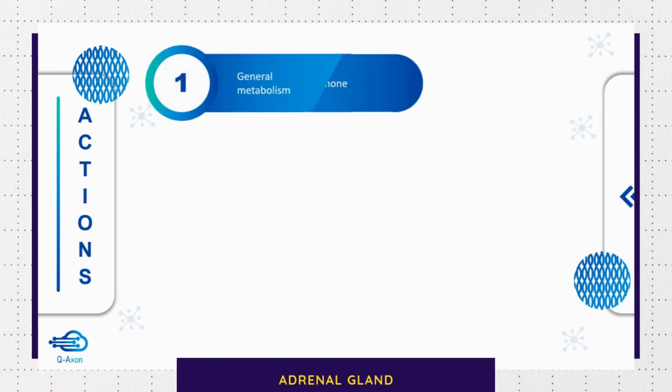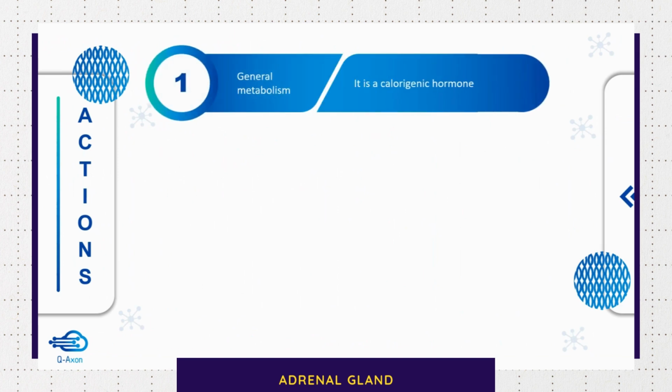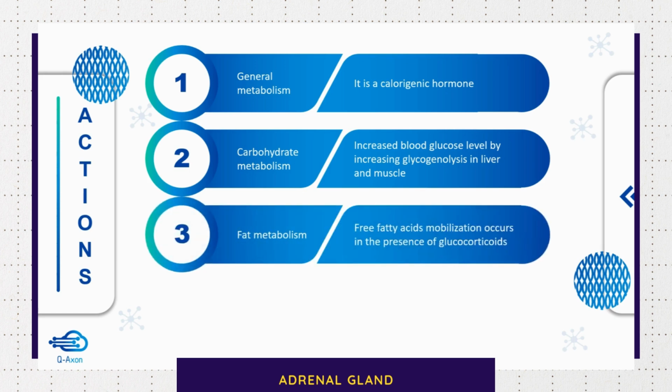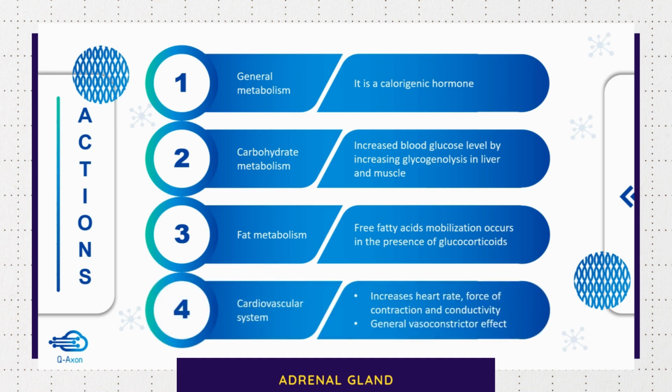Now we are going to see the different actions of catecholamines. In general metabolism, it is said to be a calorigenic hormone. In carbohydrate metabolism, it causes increased blood glucose level. It does this by increasing glycogenolysis in liver and muscle. Glycogenolysis refers to breakdown of glycogen to glucose. In fat metabolism, it causes free fatty acid mobilization, and this happens in the presence of glucocorticoids.